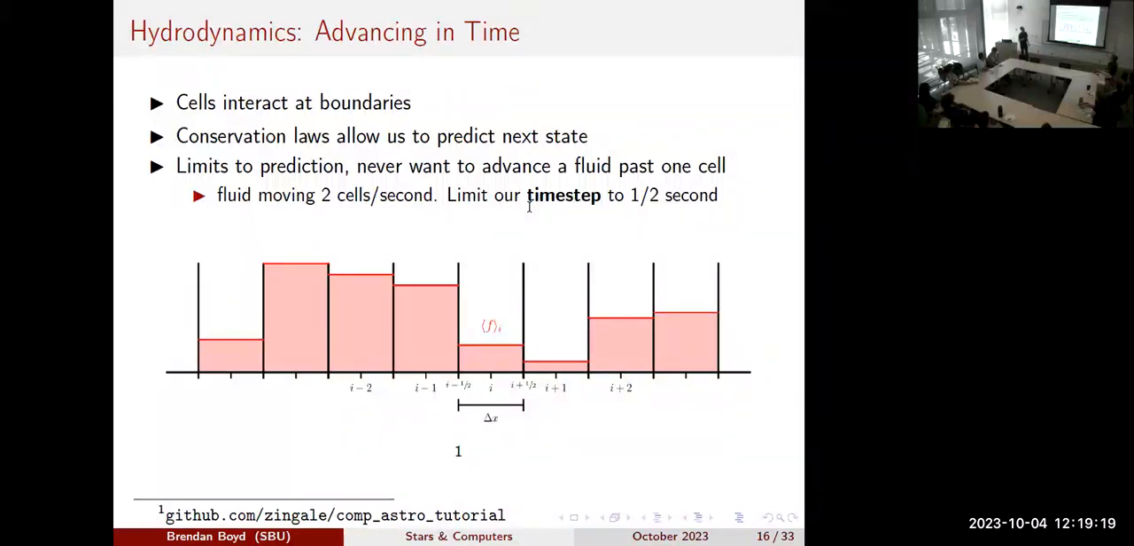So the reason that we can't predict the future as far as we want to really has to do with how fast the fluid is moving.